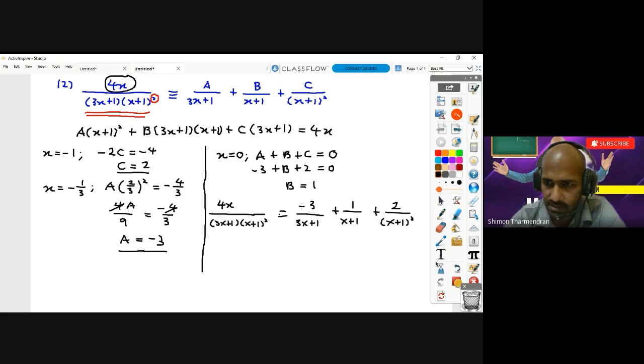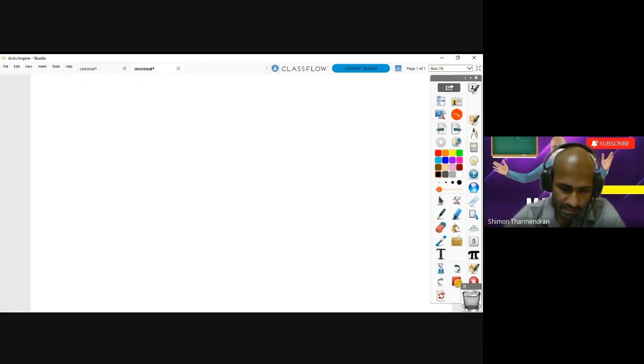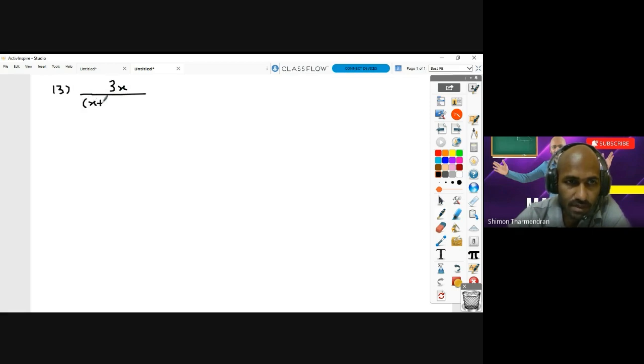Also, number 13 is partial fraction. Cuma the expression here is different now. So we want to find the partial fraction for 3x over x plus 1, x minus 2.